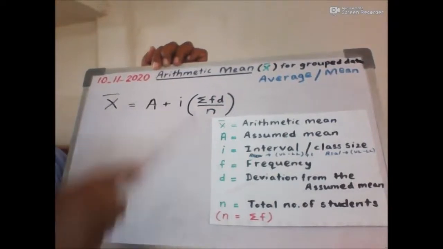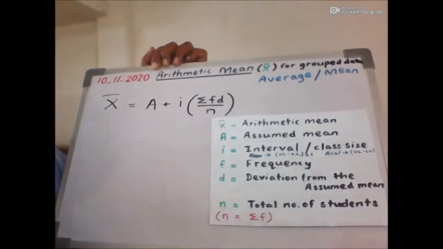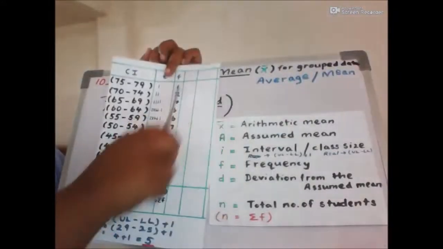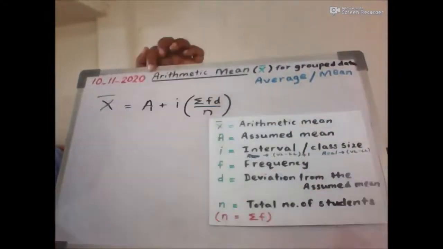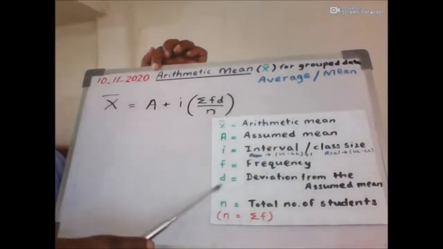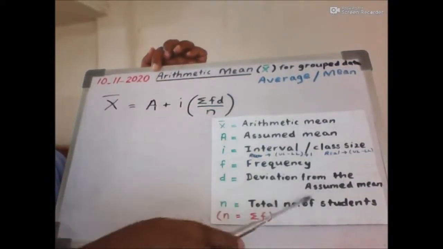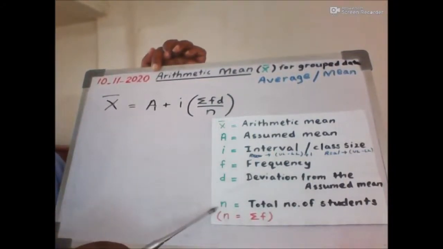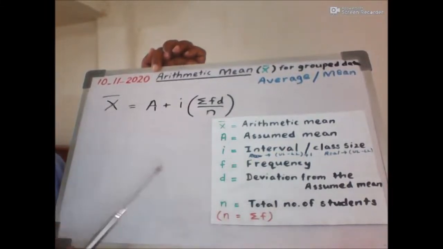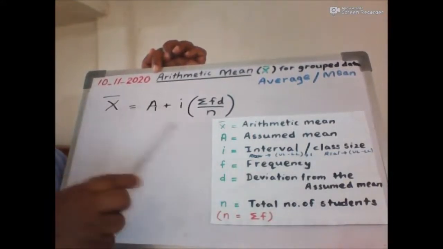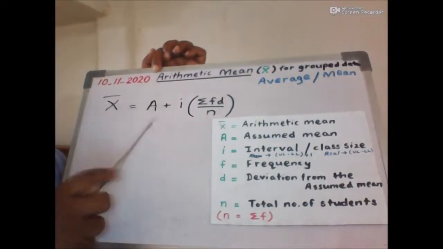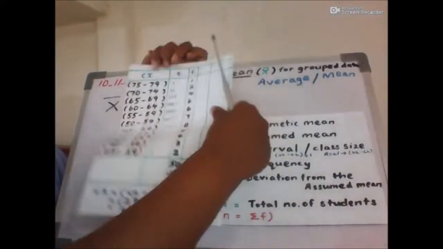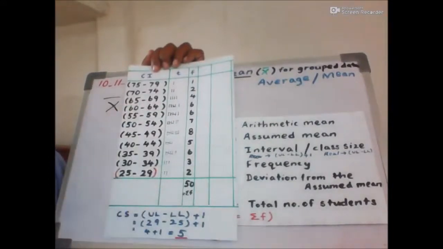Right? Then here frequencies. In this table you see the frequencies. Already you have calculated those. And D is the deviation from the assumed mean. I'll teach you that also. N means the total number of students. Here according to this example, it's 50. Right? So this is what we are going to do. We are going to use this formula and calculate the arithmetic mean for these data.